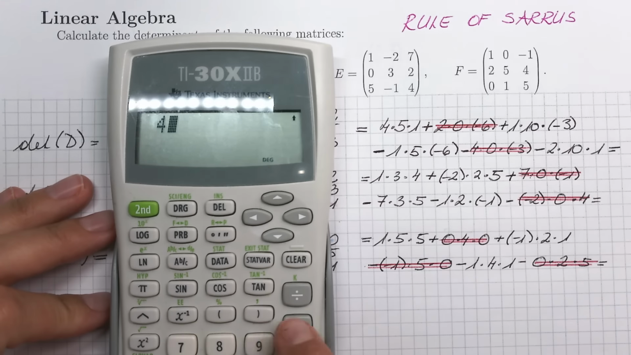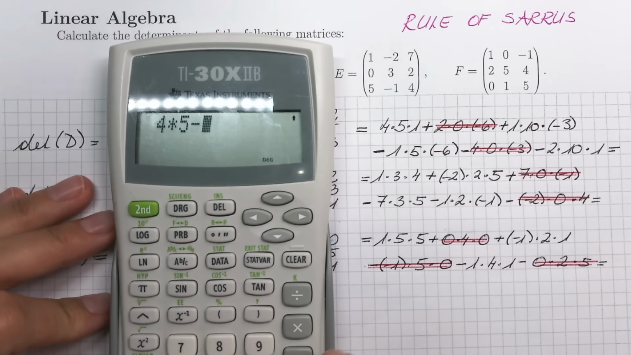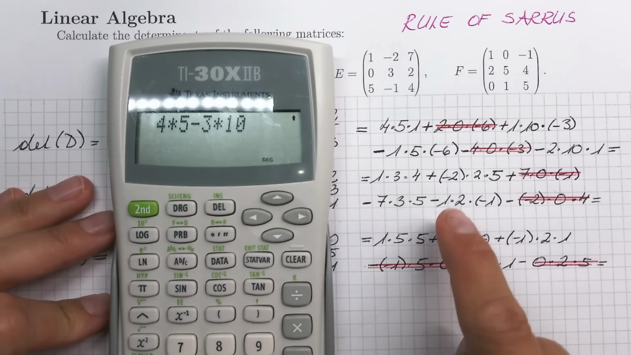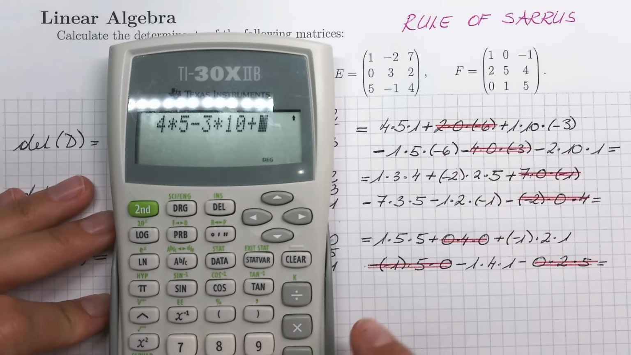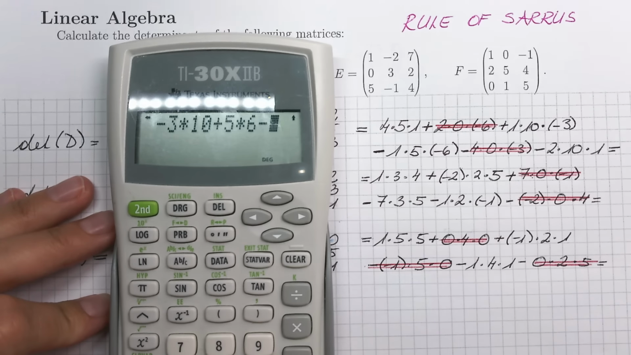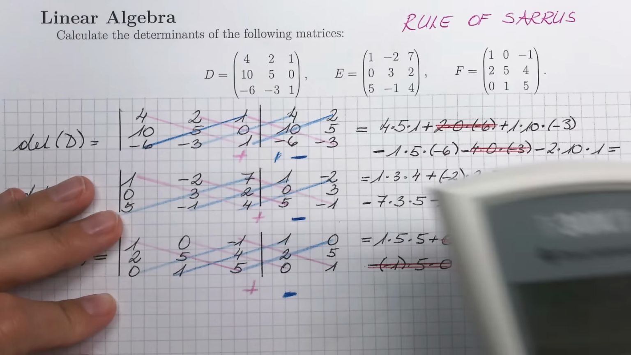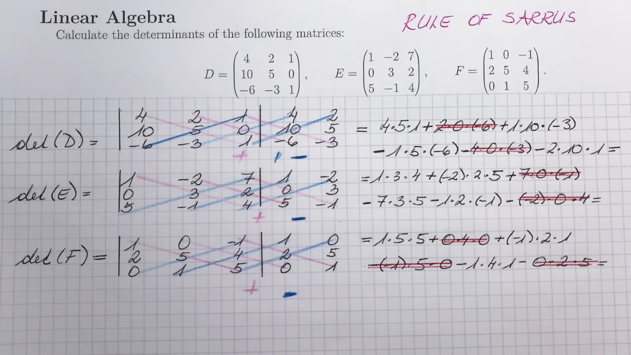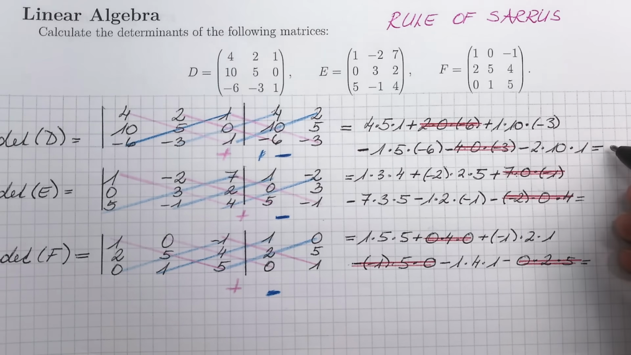Now here we have 4 times 5. Now here we see it's a minus. Let's use this. 3 times 10. Oh dear, no. What you're thinking, plus, because here it's minus and minus is plus. 5 times 6. And here again it's minus. 2 times 10 is 0. So the first determinant here, you can see this, is 0.